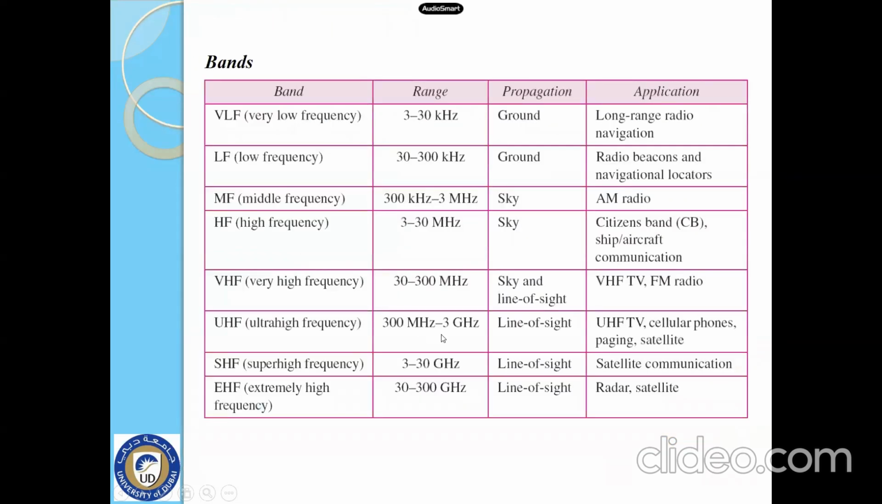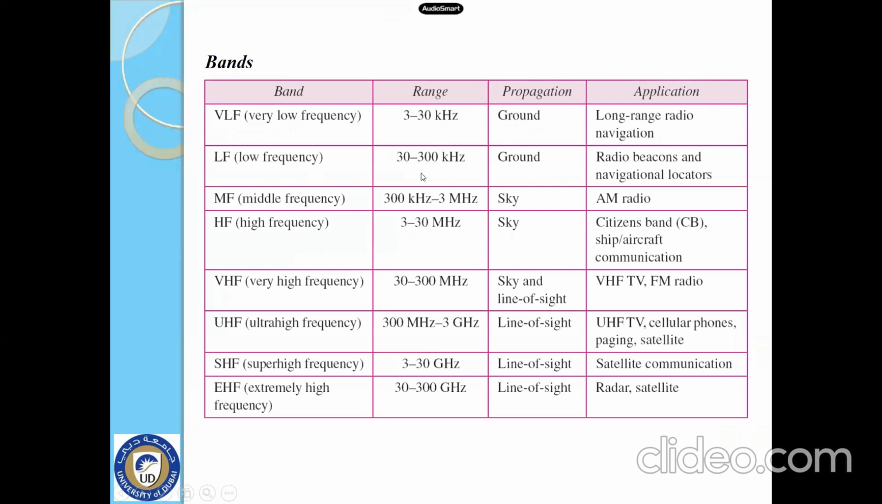Okay, so here is just a matter of mentioning. You don't have to worry about this slide. So we have different bands, depending on the range of frequency. We have very low frequency, VLF, and this range is like 3 to 30 kilohertz, and that's usually for long range radio navigation. So it's not for radars.